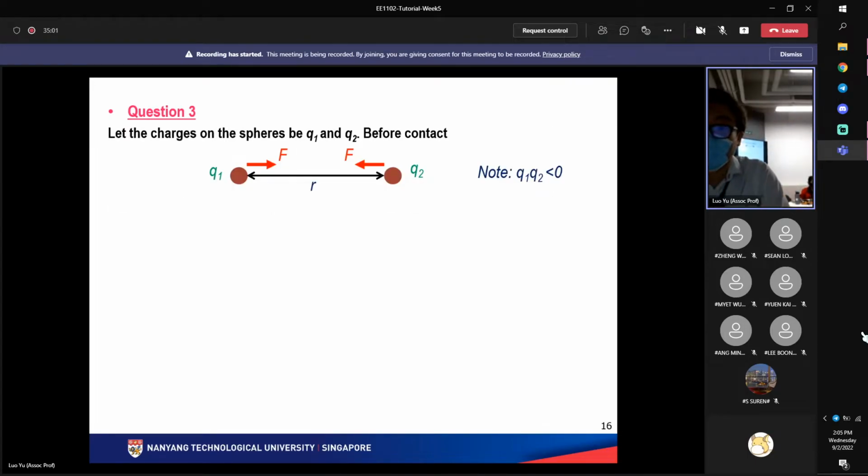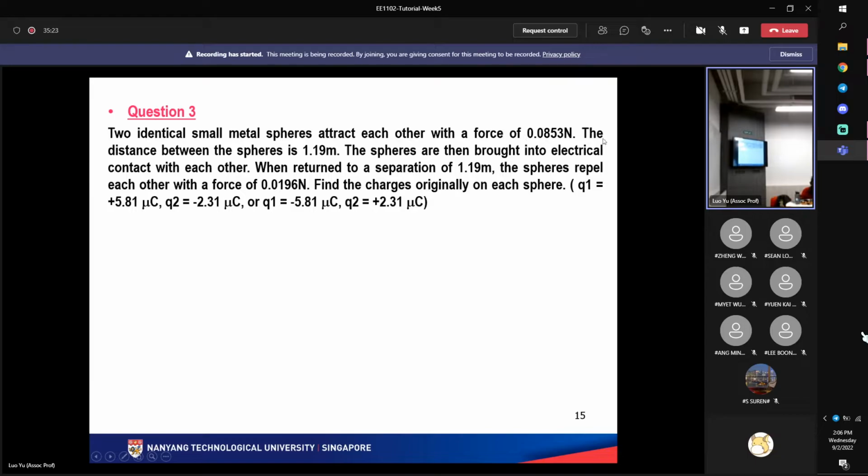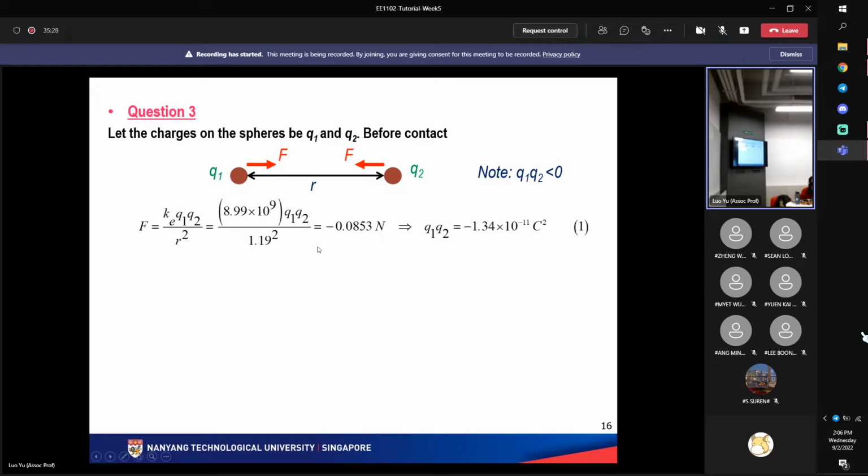So now, what we want to calculate is Q1 and Q2. Initially, they attract each other, which means Q1 times Q2 is smaller than 0. If you apply Coulomb's formula, bear in mind, as I said, an attractive force is a negative number. The question tells us this is the magnitude of the attractive force, but in Coulomb's formula you put a minus sign here because Q1 times Q2 is smaller than 0, so the attractive force should also be a negative value. If you rearrange this equation, you can get Q1 times Q2 equal to this.